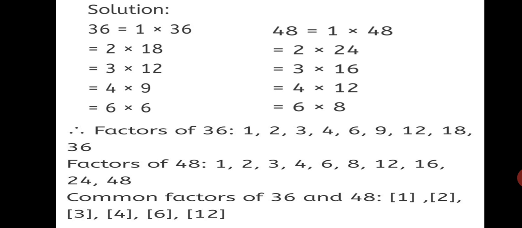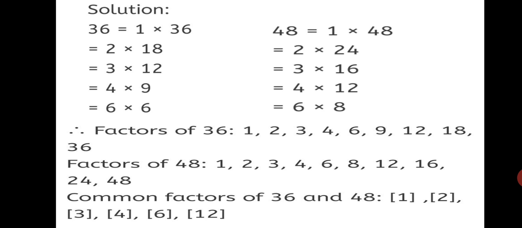And now you're going to write the common factors of 36 and 48. So check out. 1 is common. Next 2 is common. You can underline and then write down. 3 is common. 4 is common. 6 is common. 9 is not common. 8 is also not common. 12 is common. 18 and 16 are not common. So this way we have listed the common factors of 36 and 48.